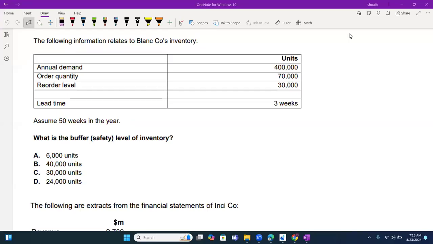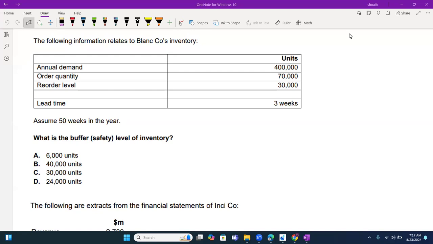The following information relates to B company inventory. Annual demand is given, order quantity is given, reorder level is given, lead time is given. Assume there are 50 weeks in a year. What is the buffer stock, or safety stock level, of inventory?